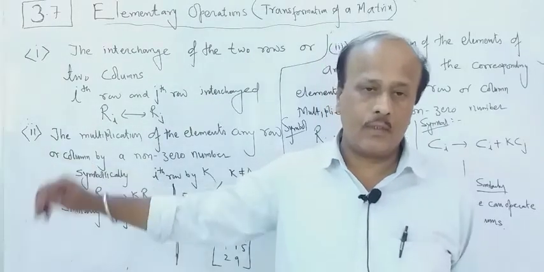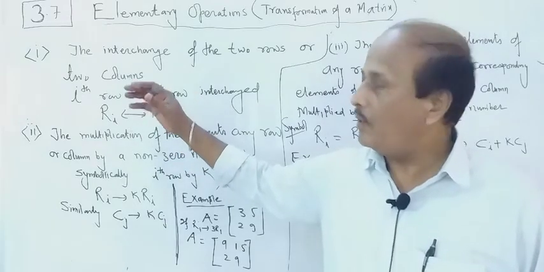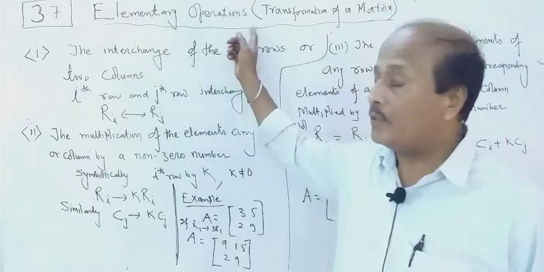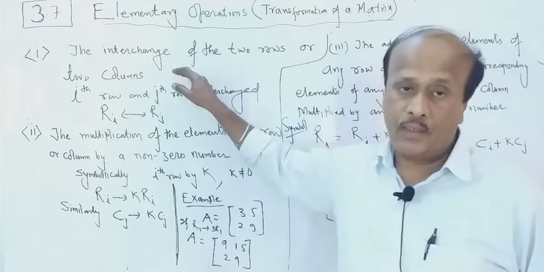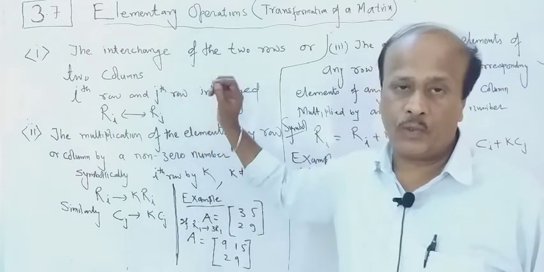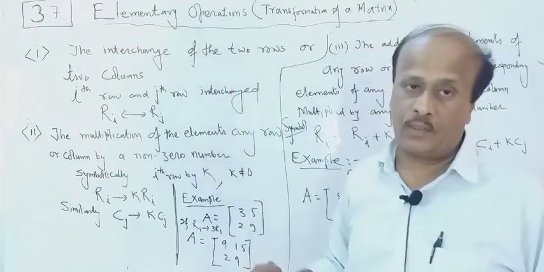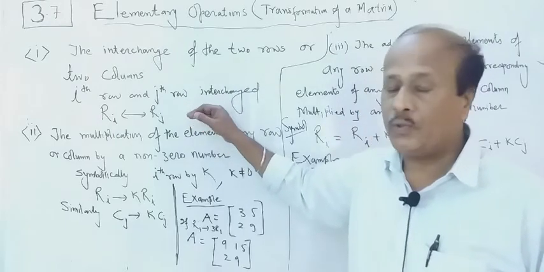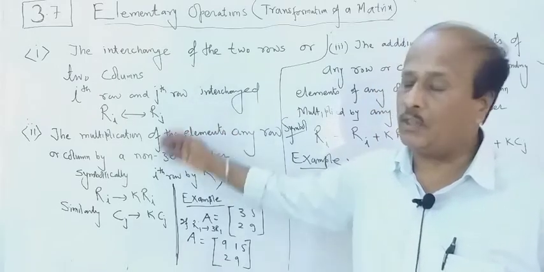Now continuing with the same session, some theoretical part we are going to pick up. One very important theoretical part is the elementary operation or transformation of a matrix. This part is very important. In our next chapter, determinants, also, some part of this will be useful. So remember 3 points of this elementary operation. Once you know how to use these, it will be very useful to you to solve many questions of this chapter. Again I am repeating, and the coming chapter also.